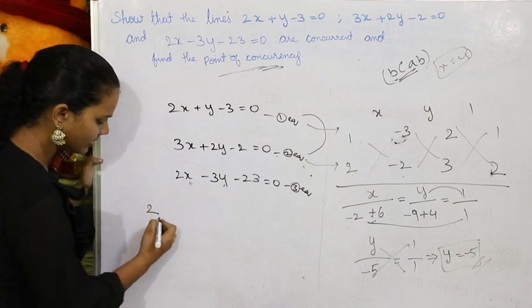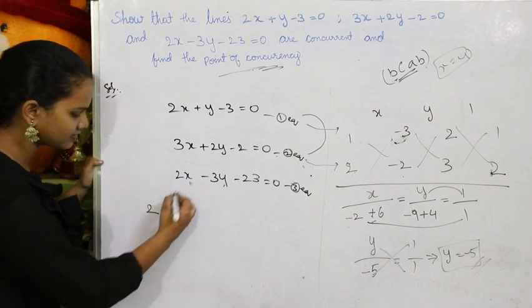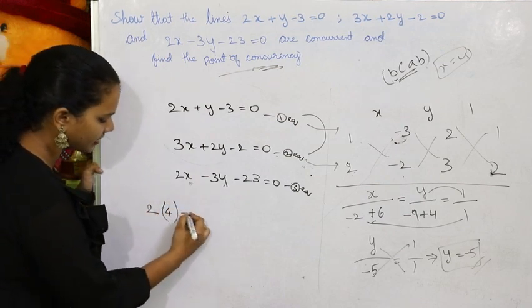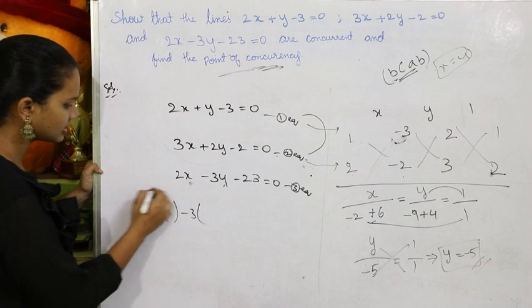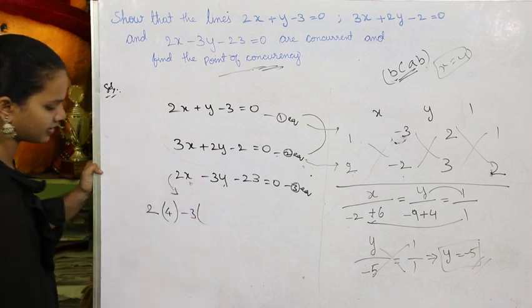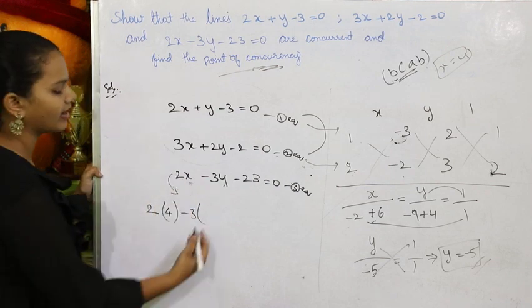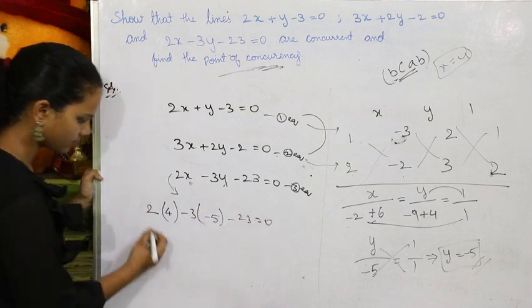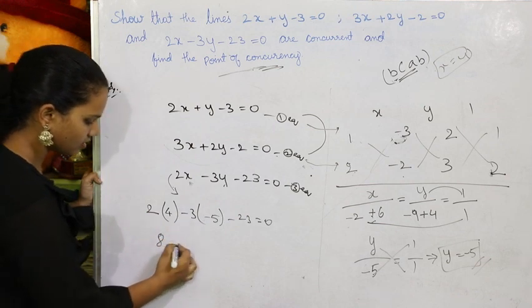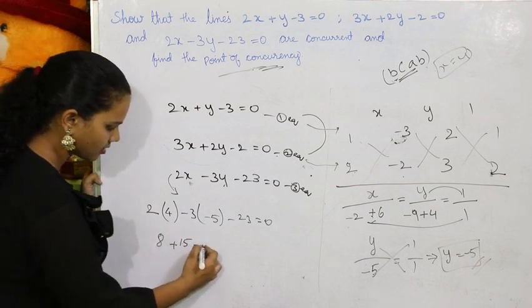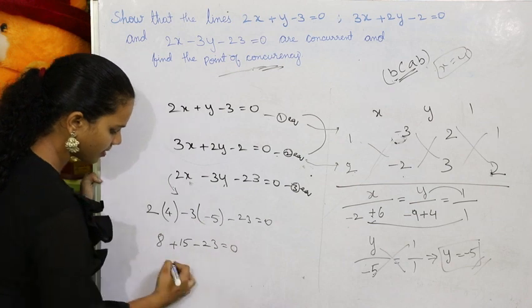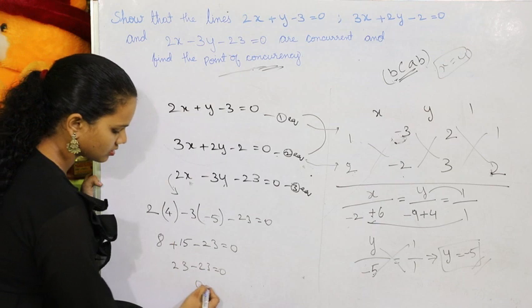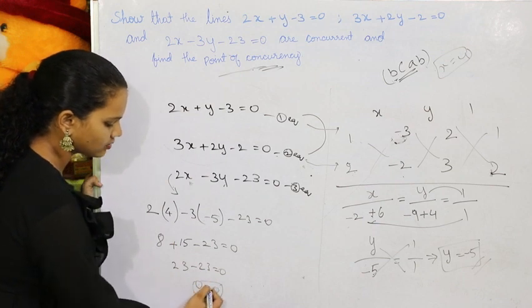Here I would like to do the process. So 2 into the x value, and the x value is what, guys? 4. Minus 3 into, here this is the third equation, I am just considering this equation, minus 3 into the y value, which is minus 5, minus 23 is equal to 0. 4 2s are 8 plus 15 minus 23 is equal to 0. 23 minus 23 is equal to 0. 0 is equal to 0. So at last, what have I got?